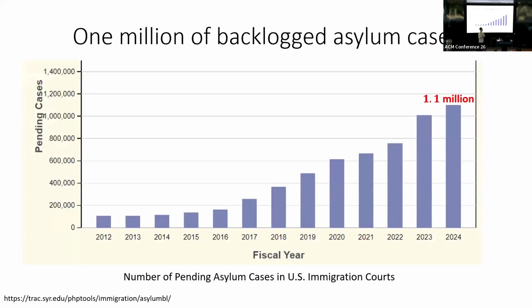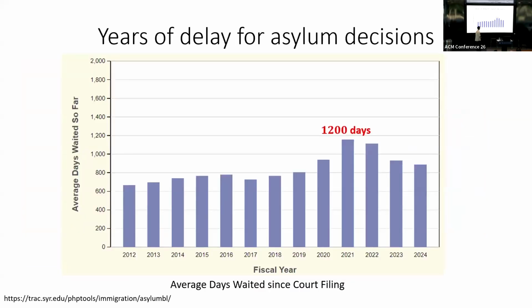This area has received heated discussion in recent years, mainly because of the extensively long backlog in the immigration system. Here I'm showing the number of pending asylum cases in the immigration court for recent years. As we can see, the trend keeps on growing, and the most recent data shows that there are about 1.1 million pending cases in the court. The long backlog directly translates to a long delay. Here I'm showing the average days waited since court filing for cases currently in the system. For a case that is currently in court in 2021, that case has waited for at least 3 years to get to the hearing.